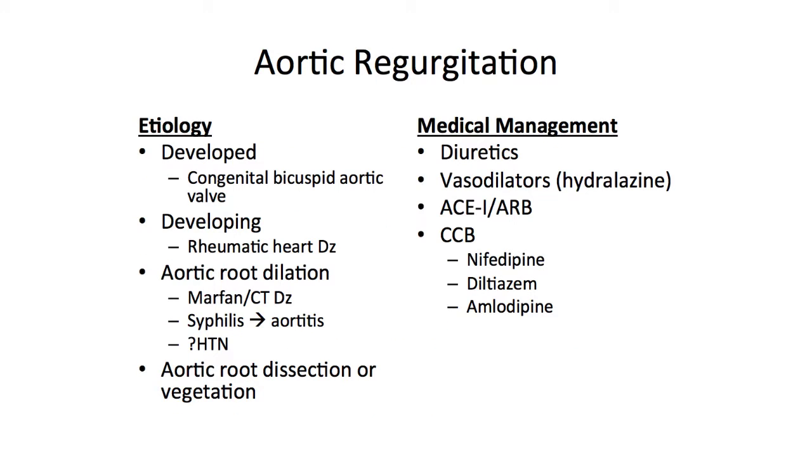Aortic regurgitation can occur with a congenital bicuspid aortic valve, rheumatic heart disease, Marfan or another connective tissue disease, syphilis, which results in aortitis, and potentially hypertension. You can also see it in aortic root dissection or vegetation. Medical management includes diuretics, vasodilators, such as hydralazine, ACE inhibitors, angiotensin receptor blockers, and calcium channel blockers.